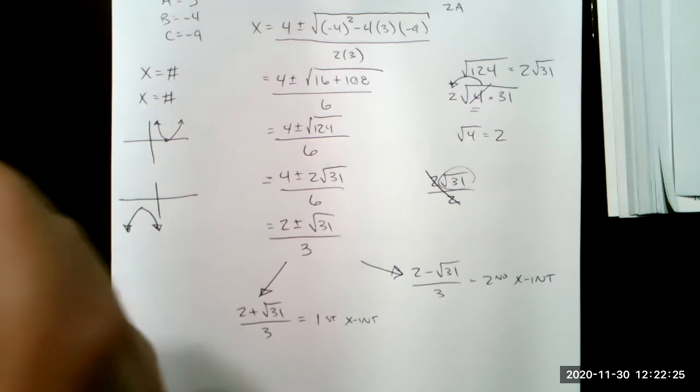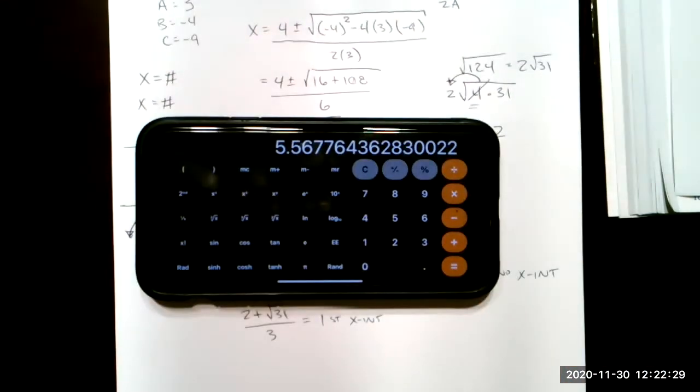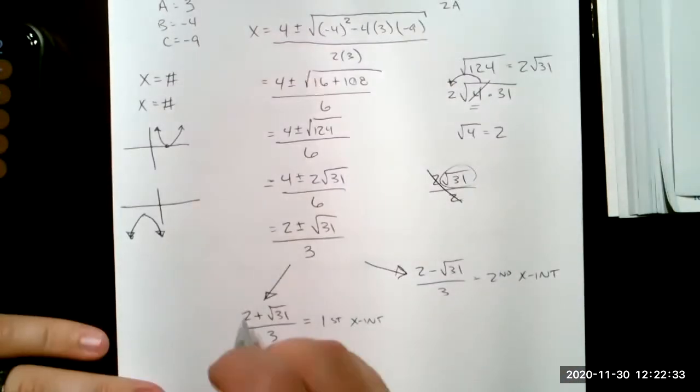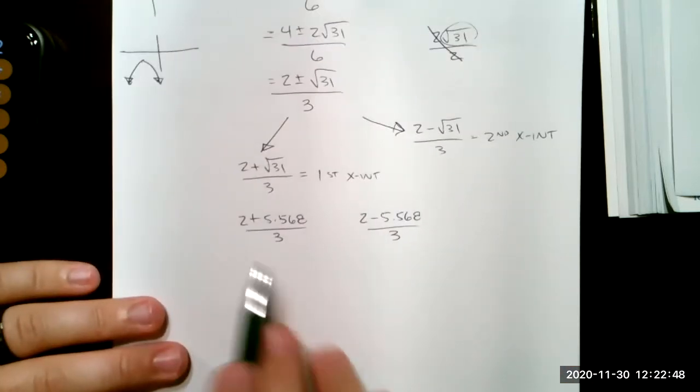So the square root of 31 is, we'll call it, 5.568. Okay. So what we really have here is 2 plus 5.568 over 3, and then we have 2 minus 5.568 over 3. So that will give me my 2 x-intercepts.